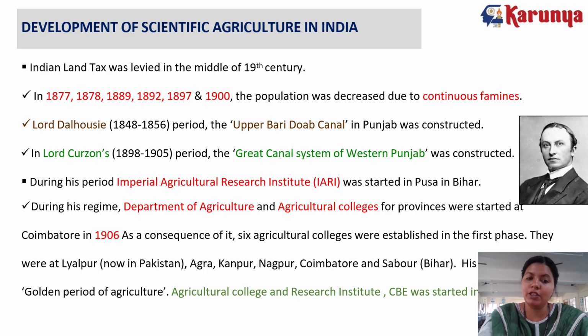colleges were started, research institutions were started, and the Imperial Agriculture Research Institute (IARI) was first started in Pusa, Bihar, and the agriculture colleges were later started in Lyallpur, now in Pakistan, Agra, Kanpur, Nagpur, Coimbatore, and Sabour in Bihar. And this period of Lord Curzon was called the golden period of agriculture in Indian education. Also, the agriculture college which is in Coimbatore now was started during his period.